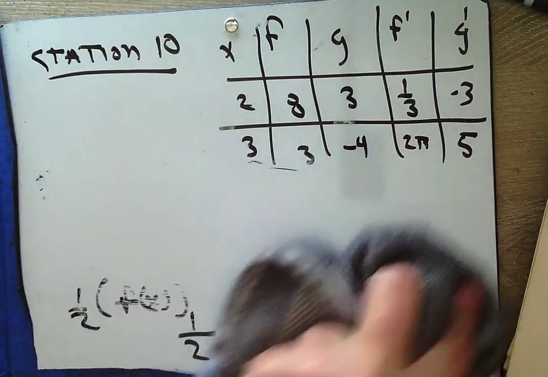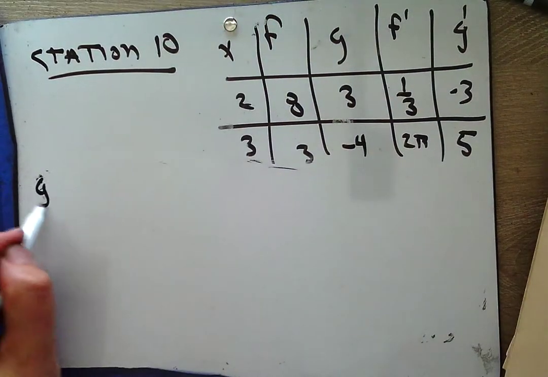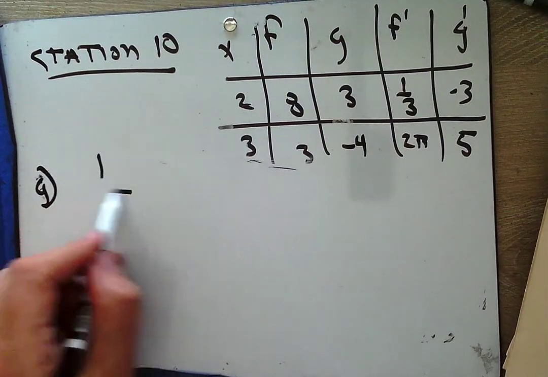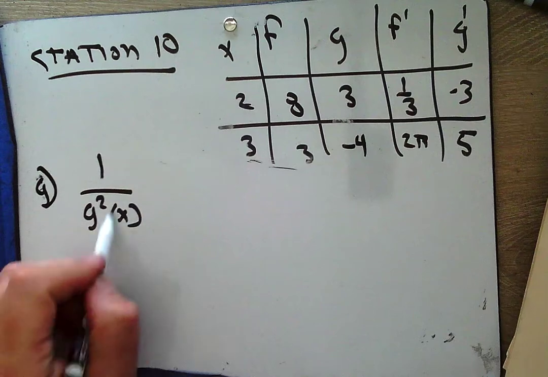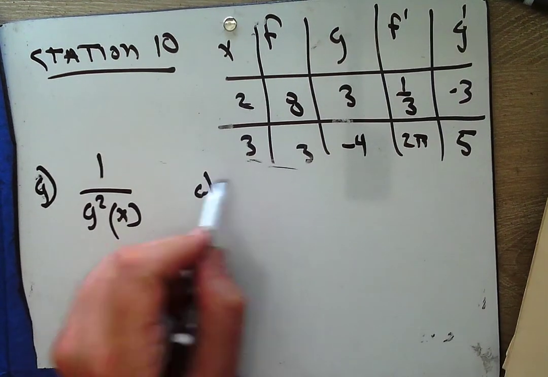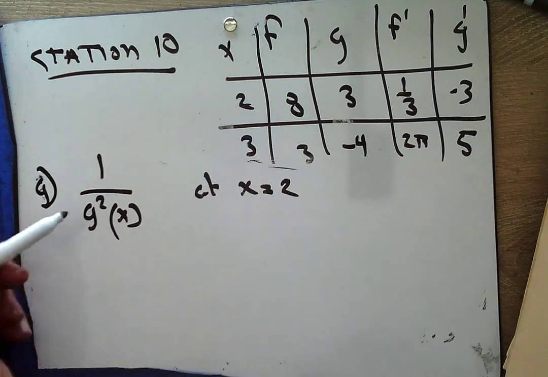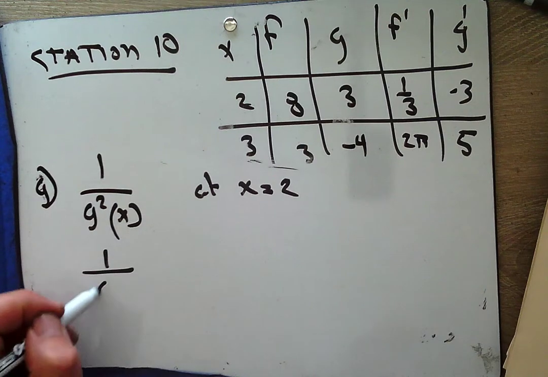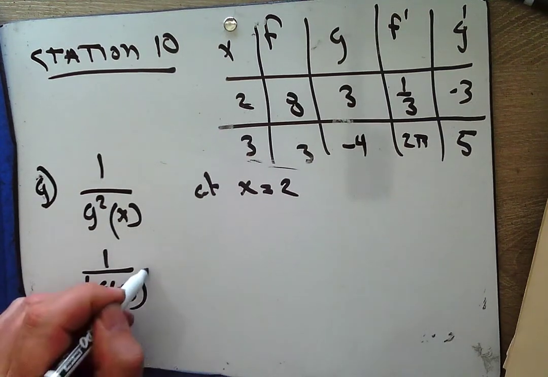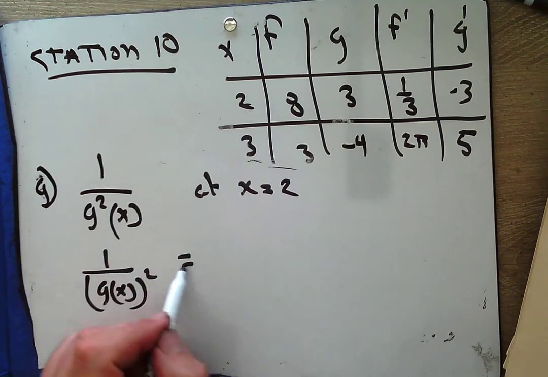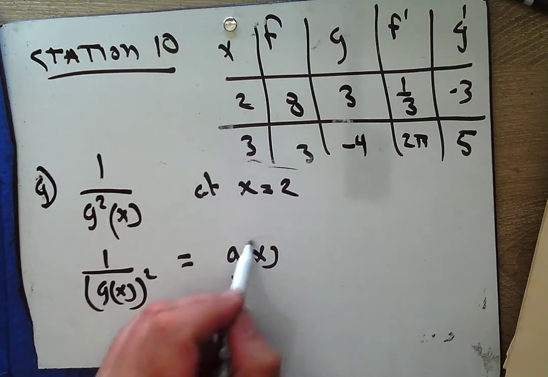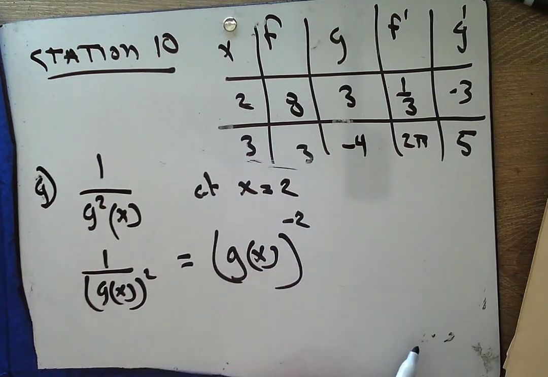Cool. There's F. Two more on station 10. Let's take a look at G. G says 1 over g squared of x at x equals 2. Well, I know that this is the same as 1 over g of x squared. And I really think I want to just write that as g to the negative 2.